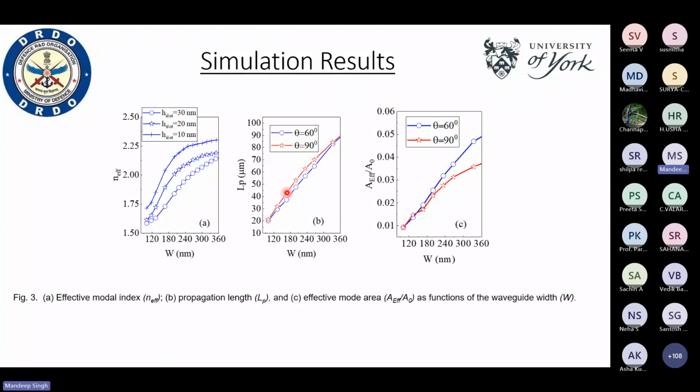Next is the effective mode area. We have calculated the normalized effective mode area with respect to the width of the waveguide for different angles. Here the width we have kept from 240 to 250 nanometer. For 60 degrees we have observed better results, and you can see the maximum mode area of nearly 0.03 is achieved if you are using 240 nanometer width. All such calculations we can do using software.